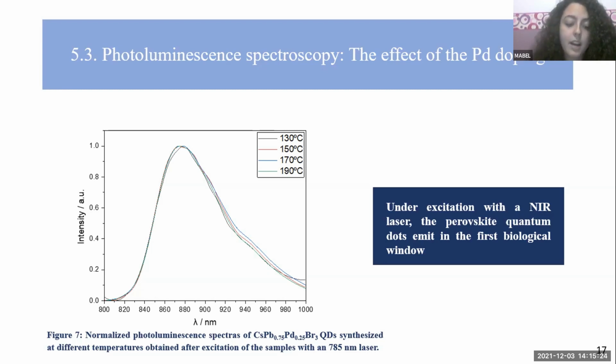Under excitation at 785 nanometers, we can see a band at around 875 nanometers, which was not observed in the undoped samples. Thus, the palladium-doped samples could be applied in luminescent nanothermometers, as they can be excited using a near-infrared laser, and they emit in the first biological window.